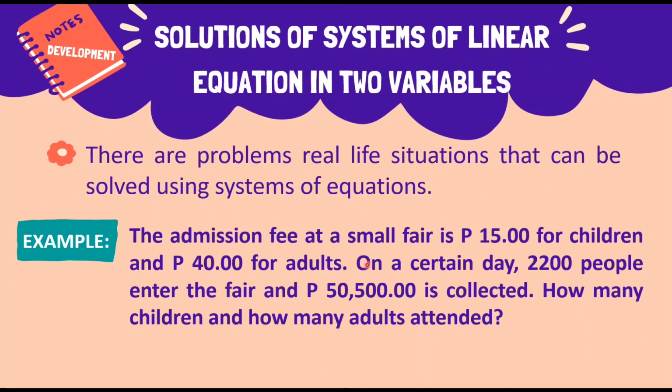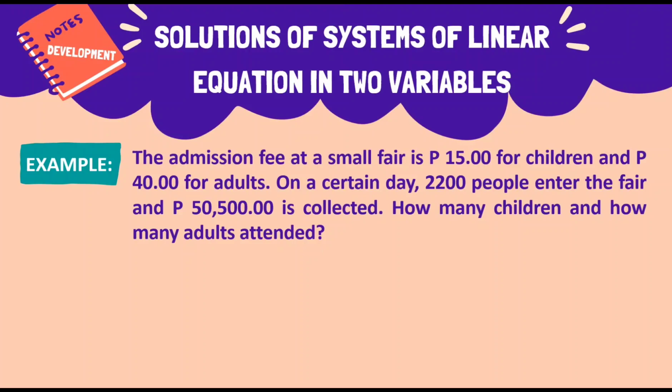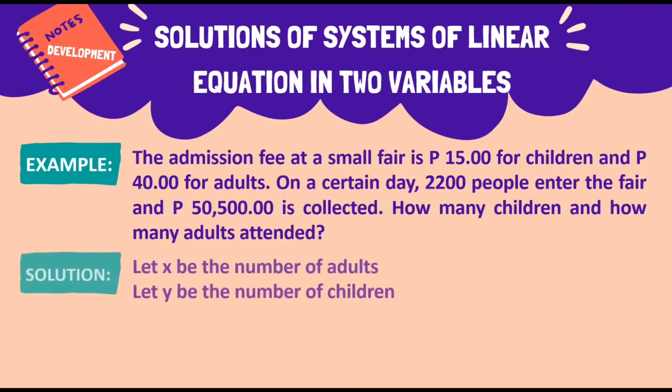Okay, so we need to solve this problem using any of the three methods in solving systems of linear equations. So first, we need to have the representation. So, syempre, gamitan natin ng x and y. So, we have let x be the number of adults and let y be the number of children. So, try to analyze the problem. Okay? So, syempre, we have the admission fee at a small fair is 15 pesos for children and 40 pesos for adults. So, meron na tayong representation dito.